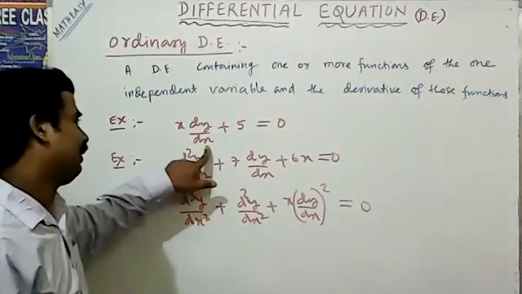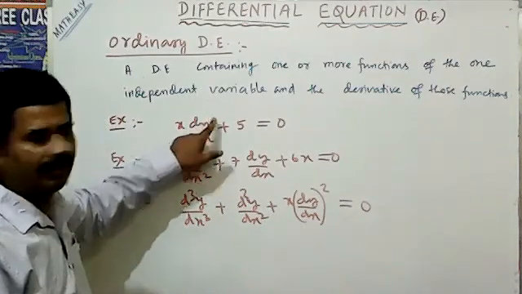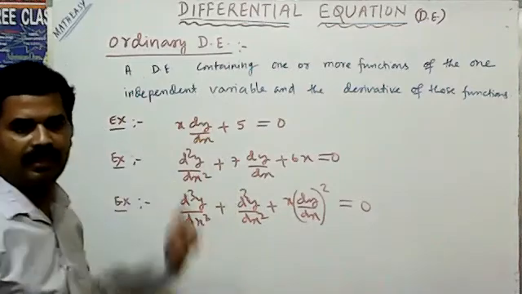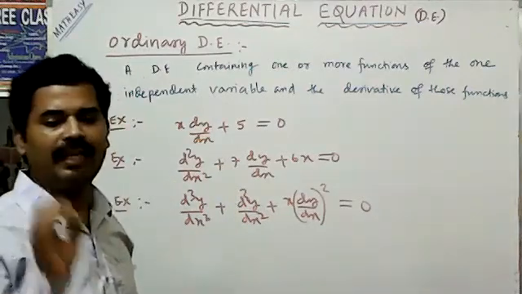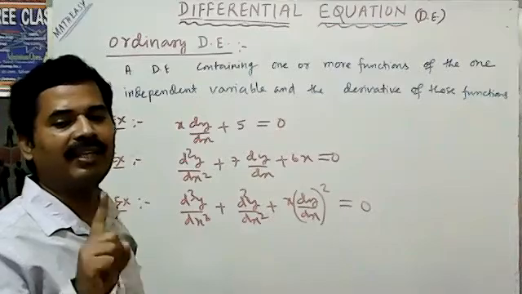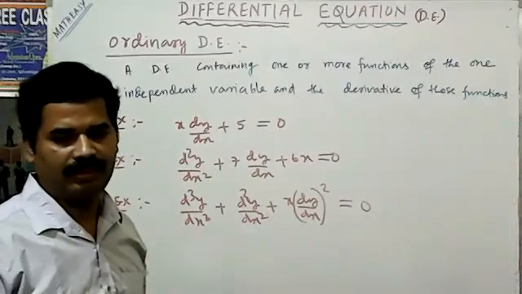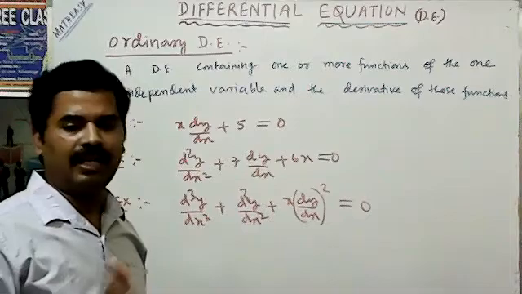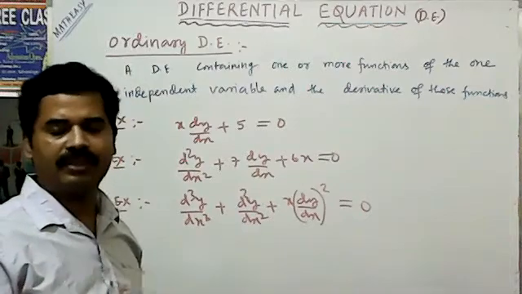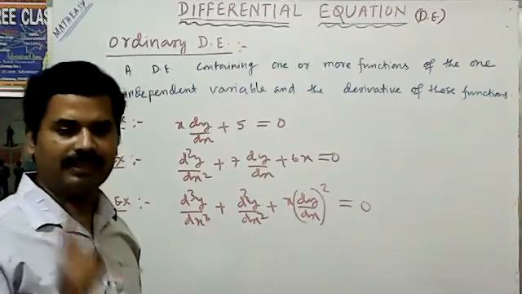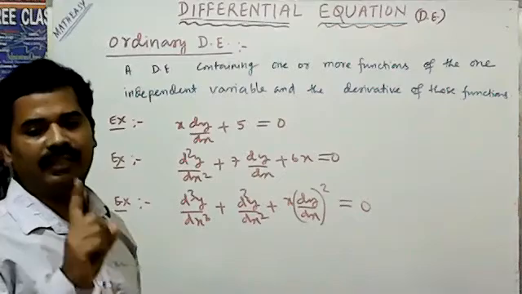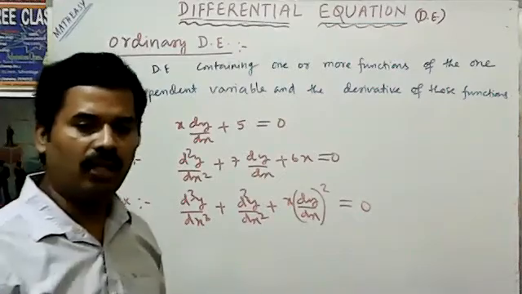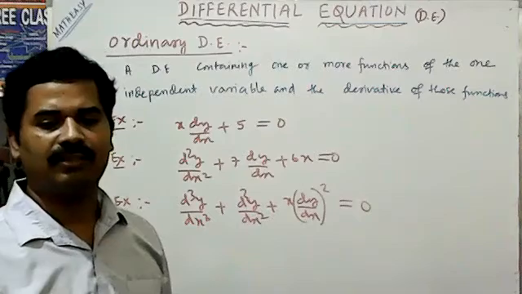Why? One is the independent, another is the dependent. Y is the dependent, x is the independent in this case. Matlab, they always have only one independent variable and one dependent variable. Either having some functions, either having some variables, but only one independent and one dependent. That differential equation is called ordinary differential equation.